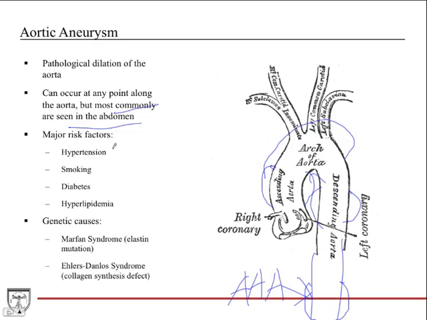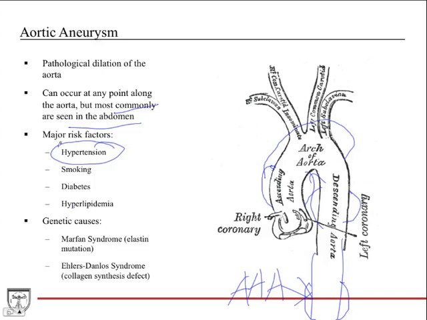And the major risk factors, these are actually very common board questions asking what the common risk factor is. The most common for aneurysms is hypertension. Definitely want to make note of that. Some other ones are smoking, diabetes, hyperlipidemia. These aren't too surprising. All these damage blood vessels and lead to heart disease and other problems.